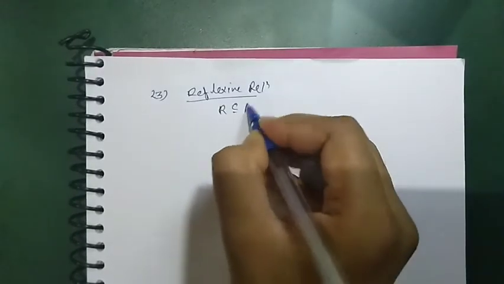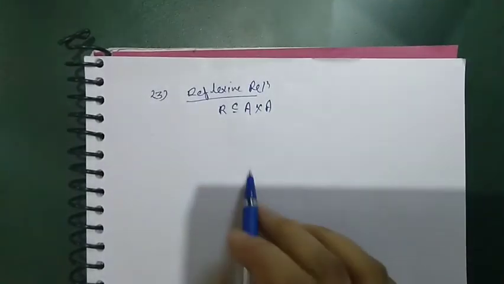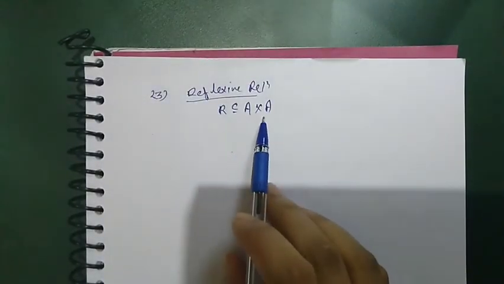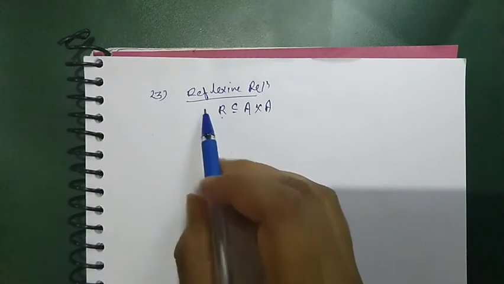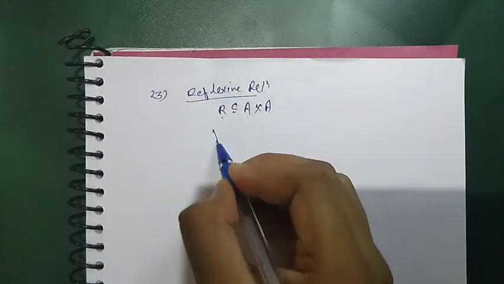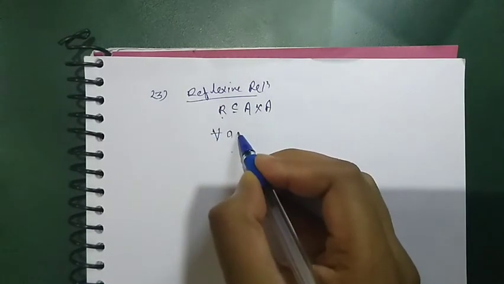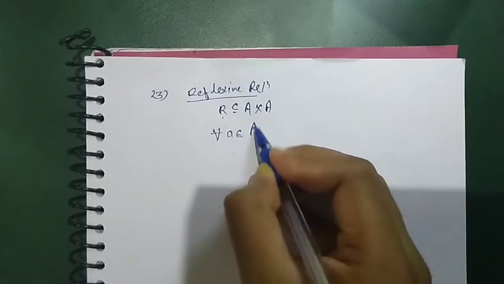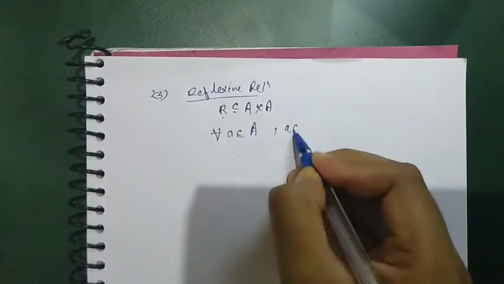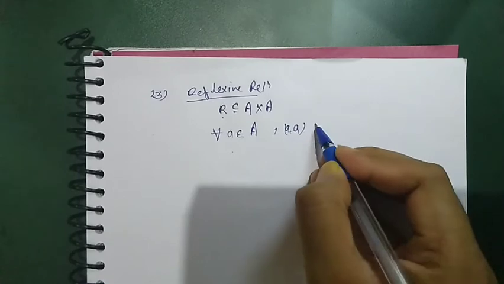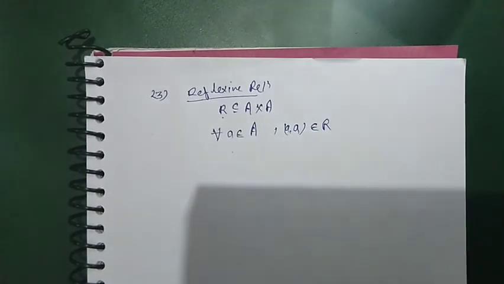Say R is a relation on set A, that means R is a subset of A cross A. Then this relation is called a reflexive relation if for all a belongs to A, (a, a) belongs to this relation R.